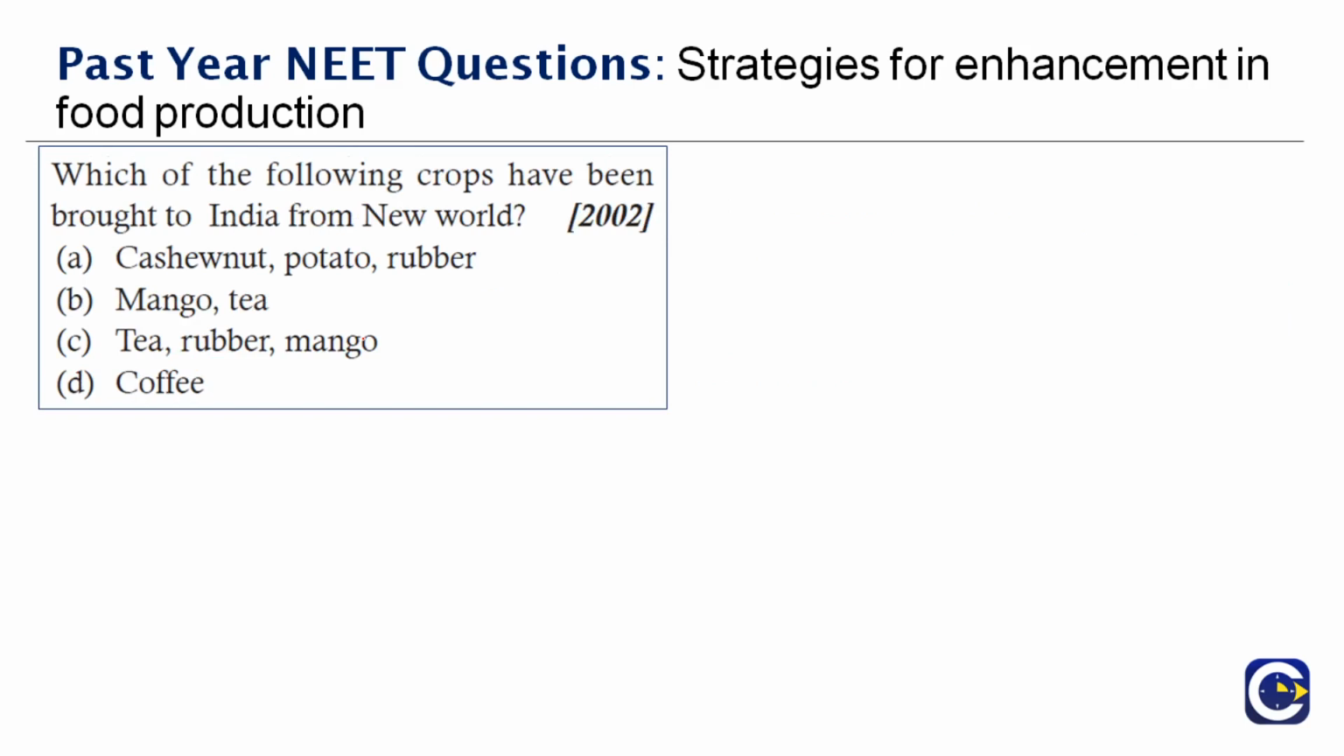Which of the following crops have been brought to India from the New World? What is it actually? Potato is not our origin. I think you should know about that, because the common thing that you eat, the French fries, started its origin from the New World, something that's outside India. So I've given you a clue. One is potato. Therefore the answer is option A. Cashew nut, potato and rubber are from the New World. They are brought to India from outside.